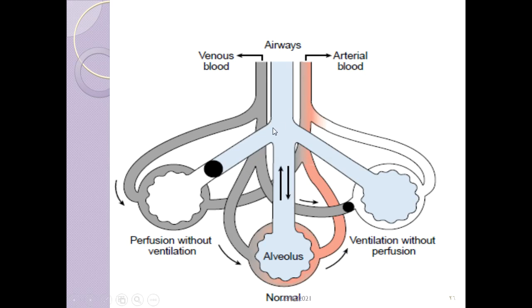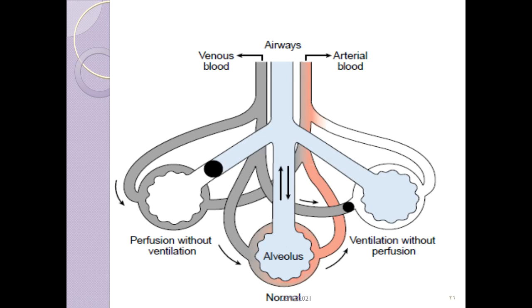In this graph, as you see, this is the airway, this is the arterial blood, and this is the venous blood. These are the alveoli. Normally, the alveoli need a good ventilation and a normal perfusion. We need a good ventilation and a normal perfusion to maintain a normal respiratory function.